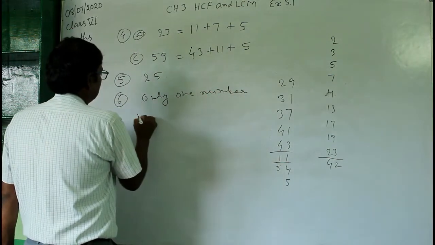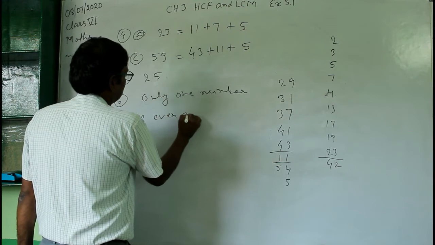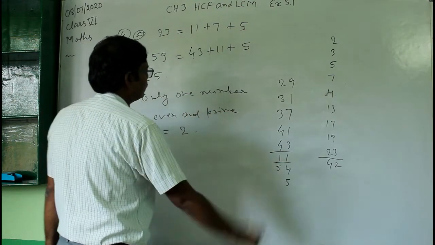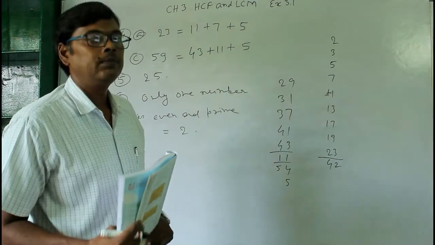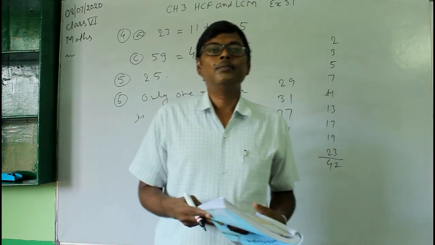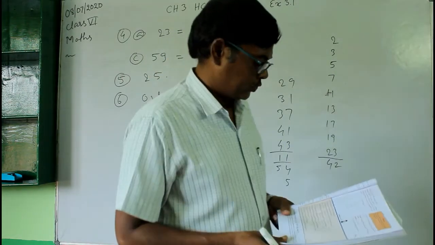Only one number is even and prime, that is 2. Okay, 2 is the only number which is prime and also even, and no other prime number is even. Okay, so this is the answer.